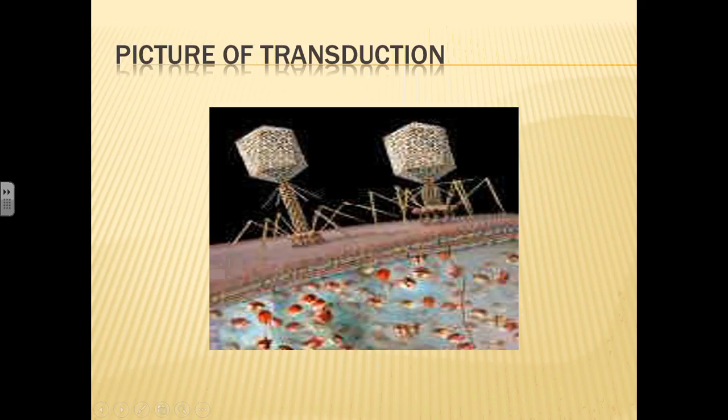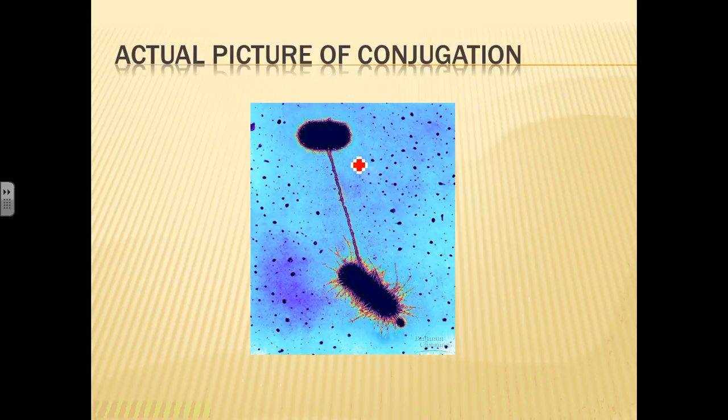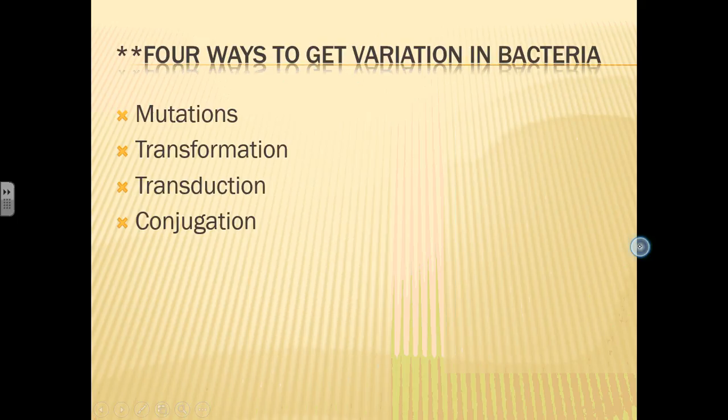So this is a picture of transduction with the virus. There's going to be some genetic material in here, and they're going to put it into that cell. And then maybe there's some genetic material here, and it's going to pick it up and then transfer it. This is a conjugation tube right here, and they can exchange DNA along that tube.